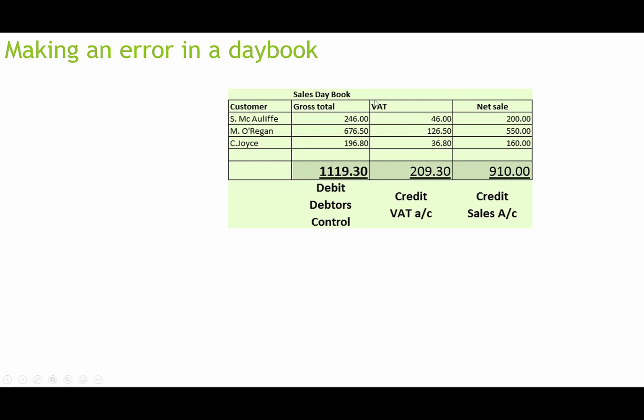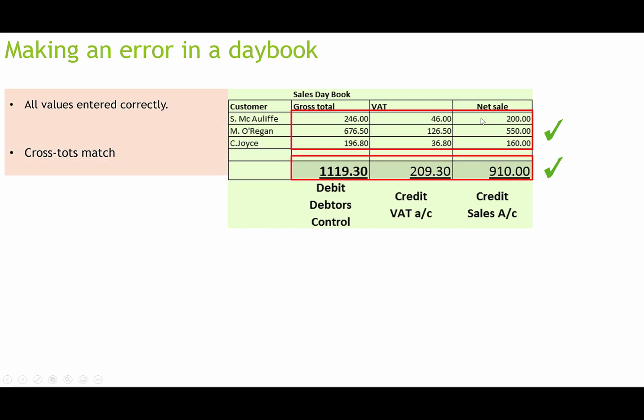So here's an example of the sales daybook with 3 transactions recorded. And in this sales daybook, everything has been done correctly. You can see at the individual transaction level, the gross amount, the VAT amount, the net amount, they all add up correctly. So 246, the gross, is the sum of the VAT and the net. So the values have been entered correctly. The cross-casts, the individual values when added up, all match up nicely. So the gross is equal to the sum of the VAT and the net.